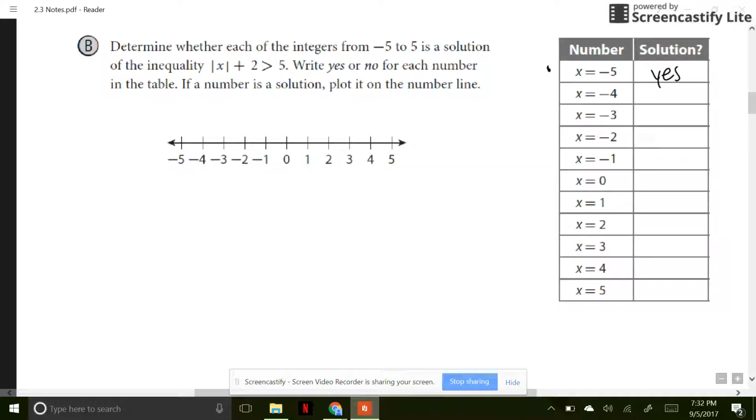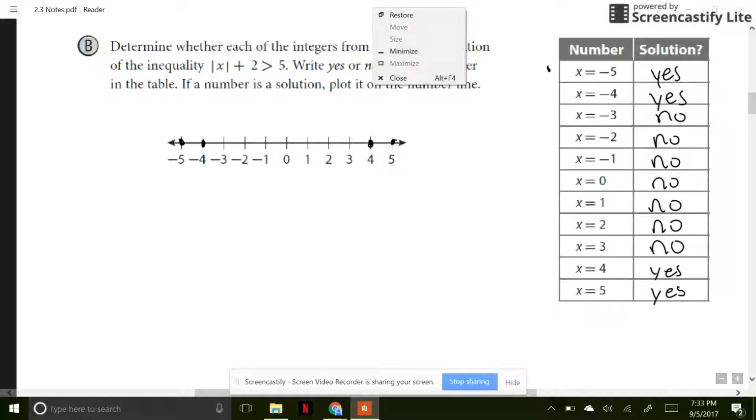Yes. Absolute value of -4 is +4. 4 plus 2 is 6. Is 6 greater than 5? Yes. Absolute value of -3 is +3. 3 plus 2 is 5. Is 5 greater than 5? No. And so on and so forth. So it's very similar to what we found last time, except kind of the opposites with one key outlier here. And we can go ahead and plot these values on our number line.